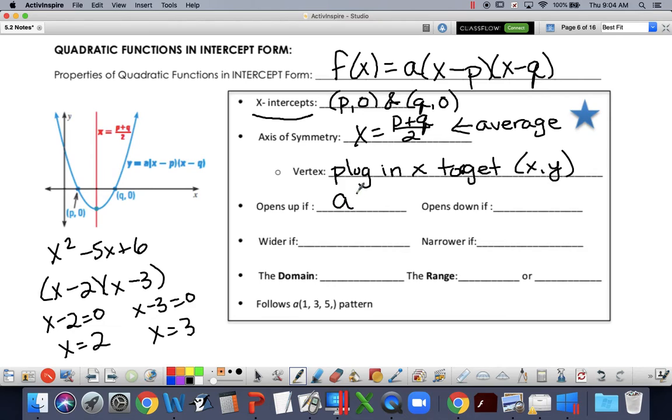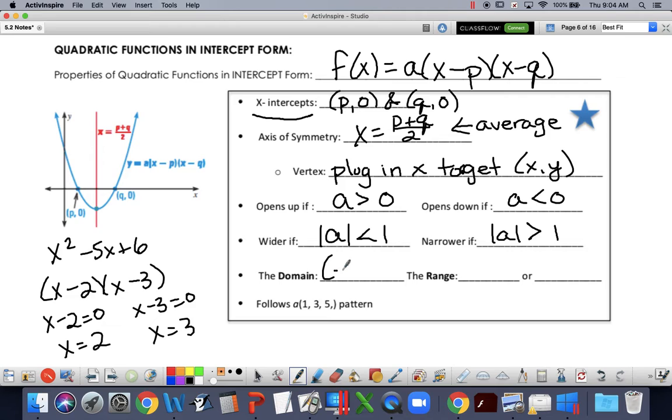It opens up if a is greater than 0. It opens down if a is less than 0. So if I have a positive a, it still opens up. If I have a negative a, it opens down. It's going to be wider, or a fatter parabola, if the absolute value of a is less than 1. And it's going to be narrower if the absolute value of a is greater than 1.